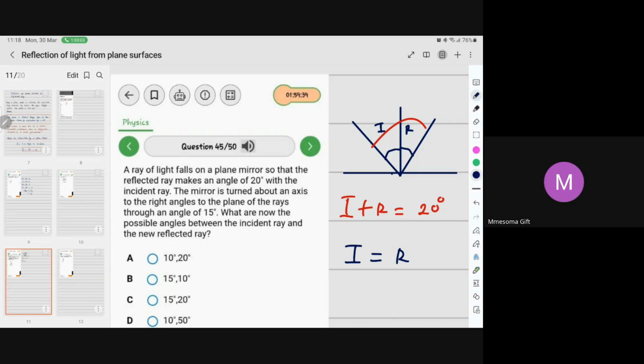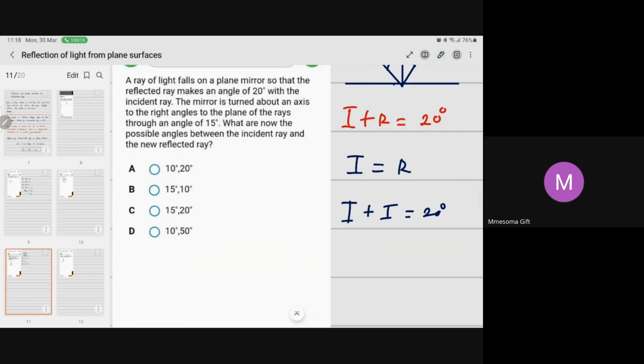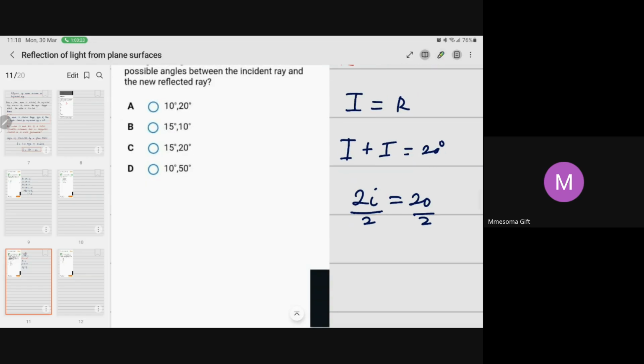So mathematically, anywhere I see R, I'll plug in I. So it means that I plus I is equal to 20 degrees. Then Justice, I think we can now take it up from there. So 2I is equal to 20. Divide here by 2, divide here by 2. So Justice, now continue your explanation. So I is equal to 10 degrees.